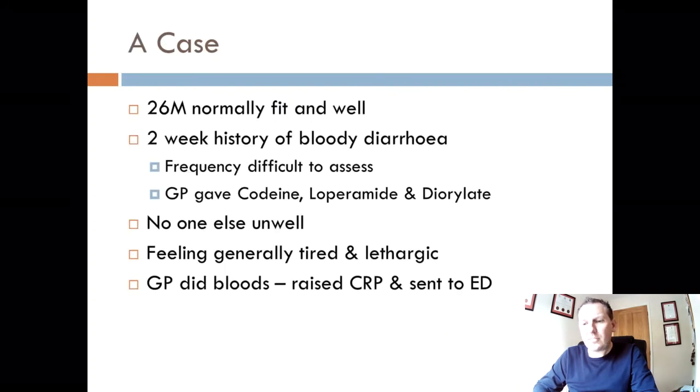So we'll try and bring all of this together in a case, and this is someone that I saw quite a few years ago now, and he came in, he was a 26-year-old chap, normally very fit and well, and he presented to hospital with a 2-week history of bloody diarrhoea.